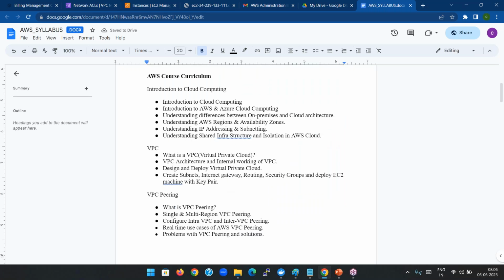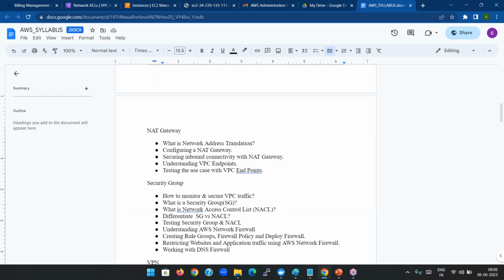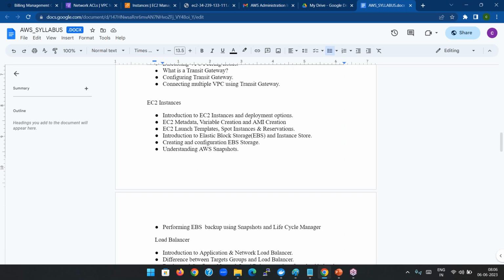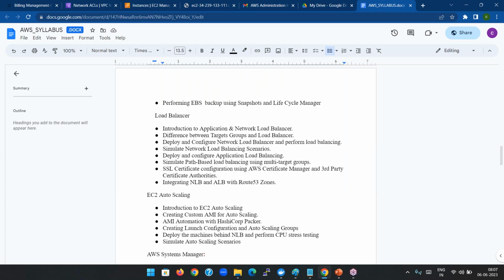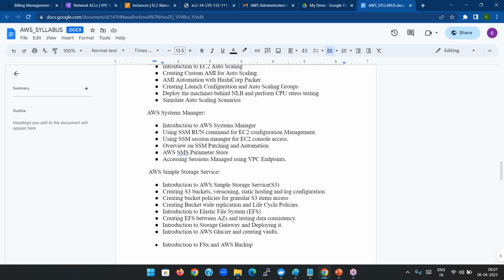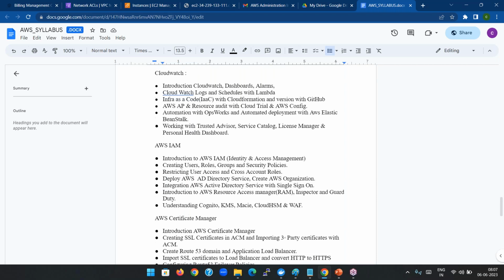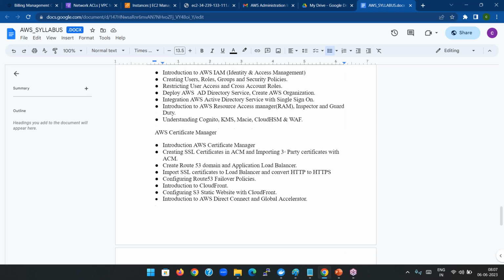So introduction to cloud computing, which we are doing right now, and then we will be discussing the VPC concept, VPC peering, NAT gateway, security group. These all come under the VPC only. The next one is EC2 instances. In the EC2 instances, we'll be discussing volumes, AMIs, snapshots, templates, spot instances, reservations, and then we'll go with the load balancers like application load balancer and network load balancer, auto scaling groups, and the systems manager, AWS S3, and then the databases, CloudWatch, IAM, certificate manager. These are all the concepts that are going to be covered in your AWS course.